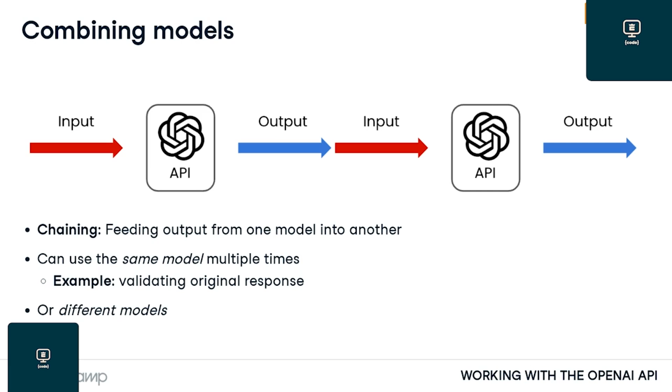We can also combine two different types of models, say the Whisper model into a text model, to perform tasks like summarizing discussion points and next steps from a meeting recording. Let's have a go at chaining Whisper with a chat model.